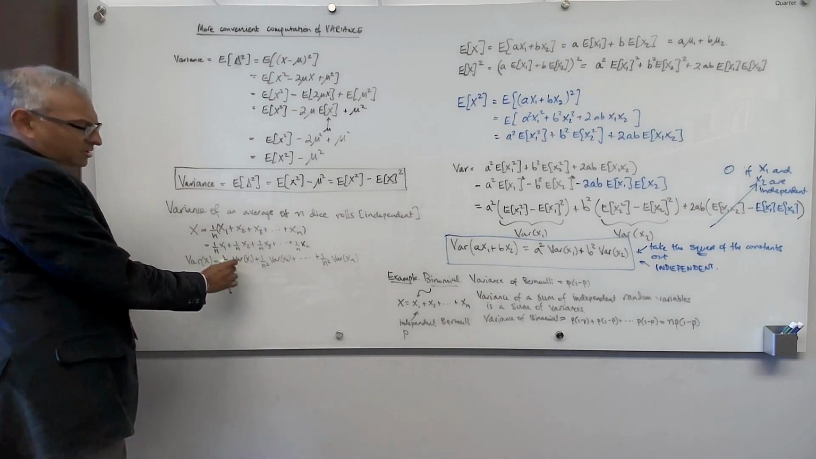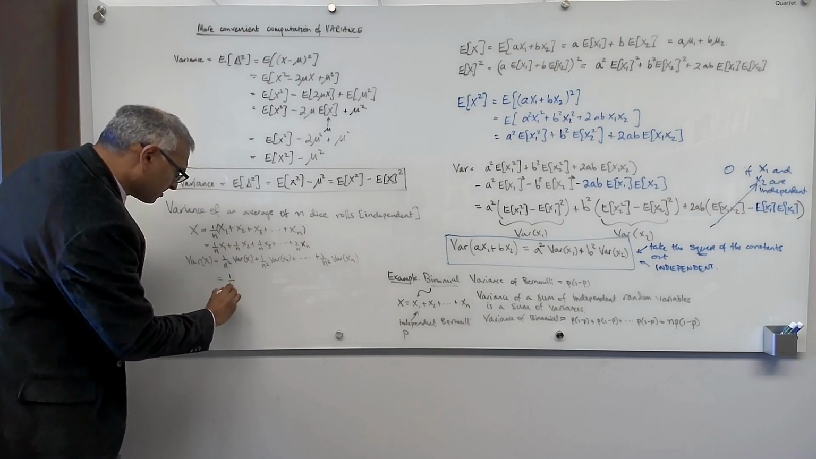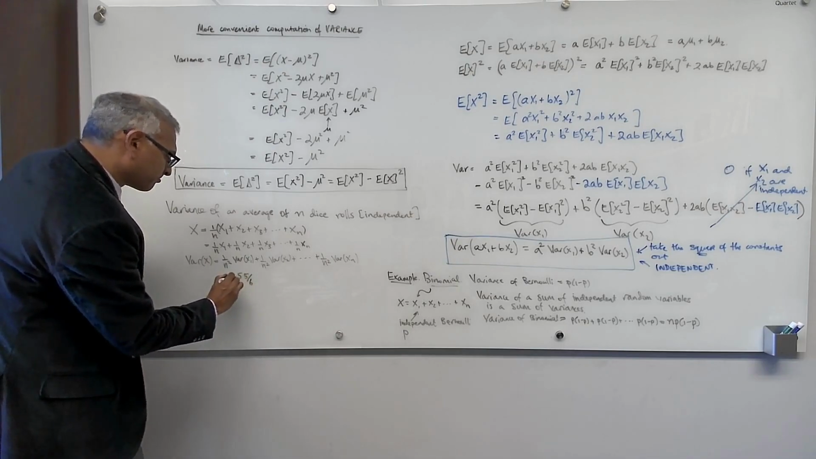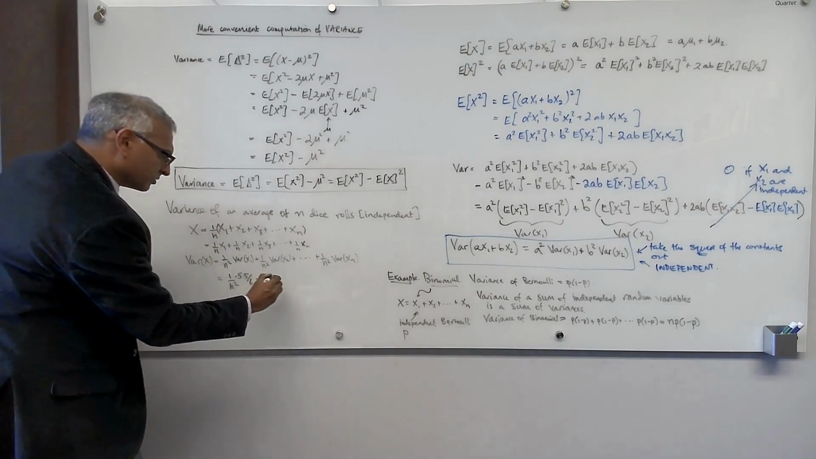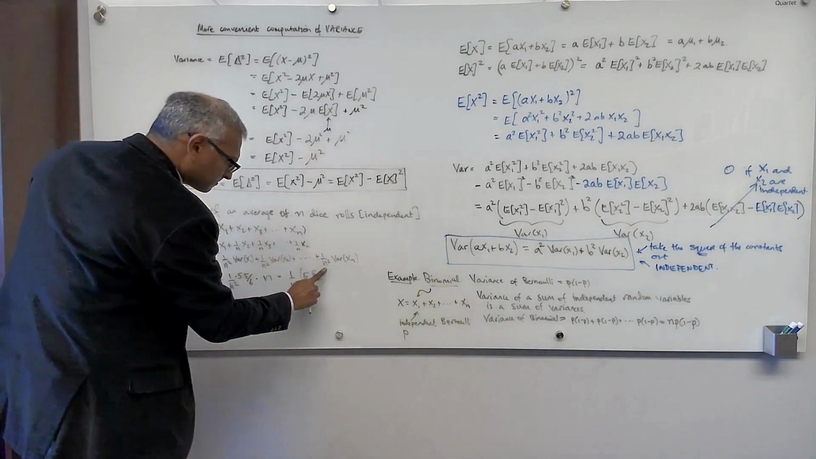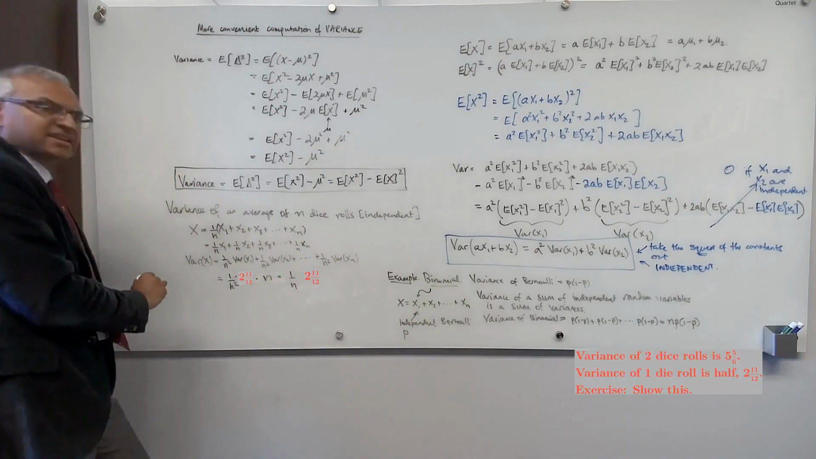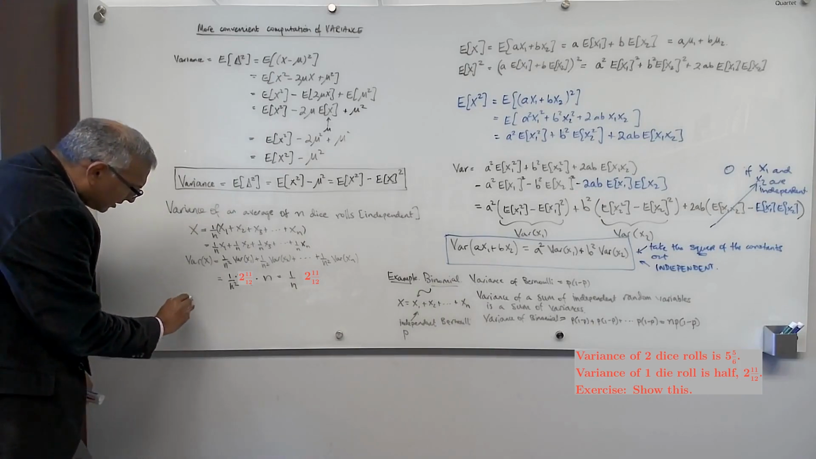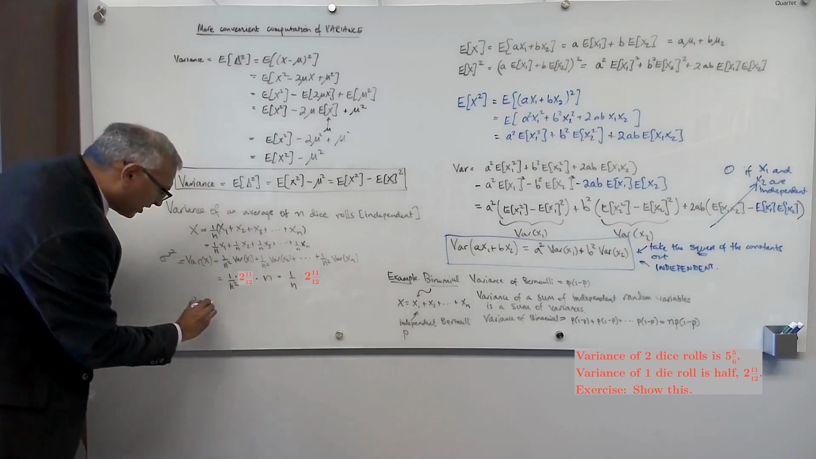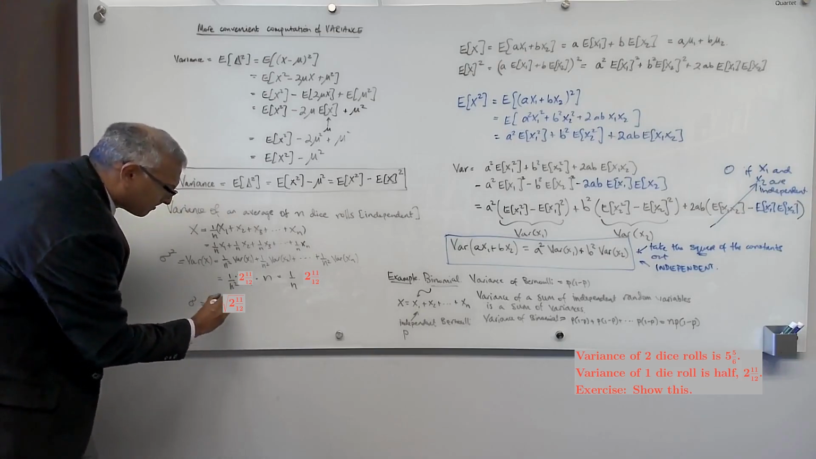The variance of a single dice roll was 5 and 5 sixths. So this is 1 over n squared times 5 and 5 sixths times n, because there are n of them, which is 1 over n times 5 and 5 sixths. So for the variance of n dice rolls, the standard deviation sigma is the square root of that: 1 over square root of n times the square root of 5 and 5 sixths.